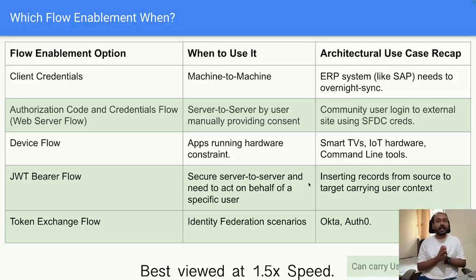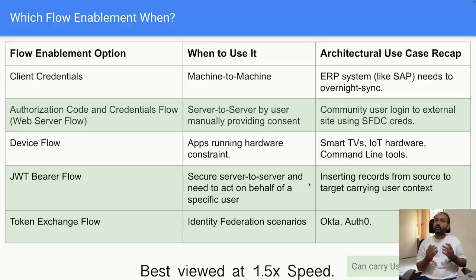If you want to carry the user context, then you have three options available: web server flow, JWT bearer flow, or token exchange flow. But let's say you don't have to carry the user context, it is just a system to system integration, then you have client credentials, or if you want to go with device enablement, then the device flow is there. But as we know, device flow is going to be deprecated in the very near future, but not deprecated yet. They will use upcoming releases to deprecate it.